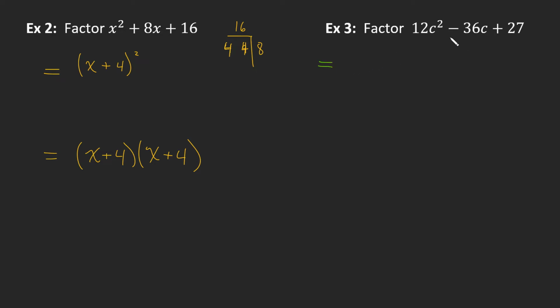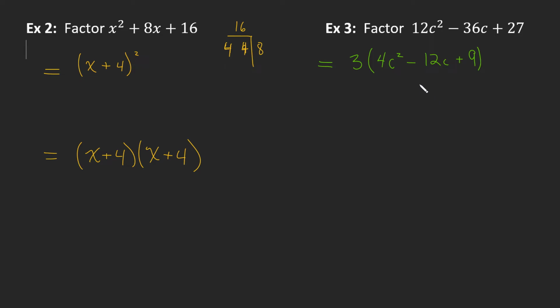All right, I'm feeling a little green here. Let's put some green down for this one. So I'm going to look for a GCF. What I see here is that they all have 3 in common, so I'm going to take a 3 out, and that will leave me with 4c squared minus 12c plus 9. And now I need to see if this trinomial is in fact factorable.